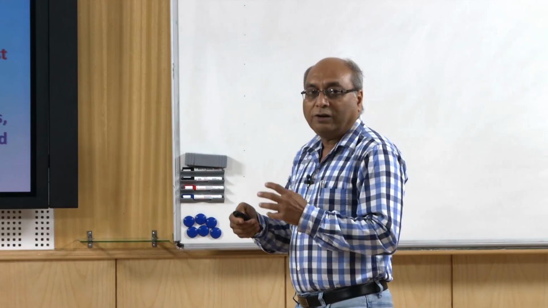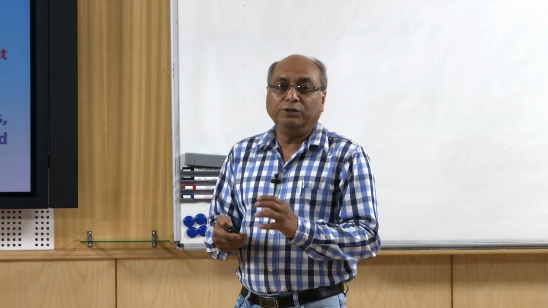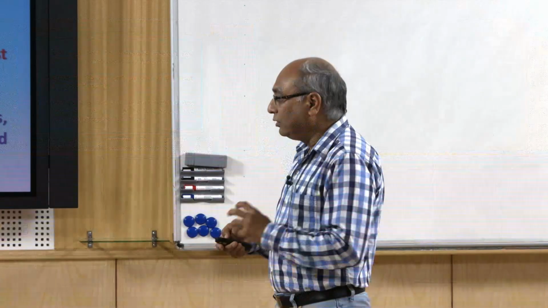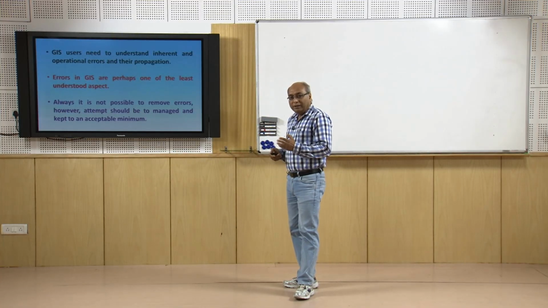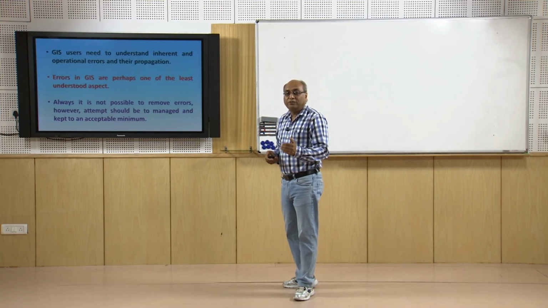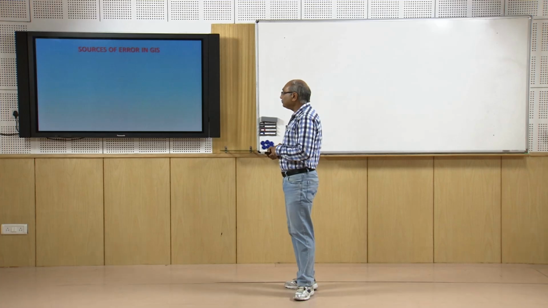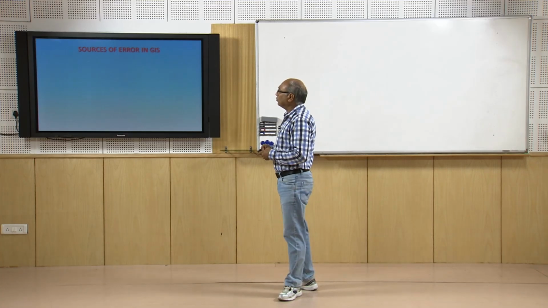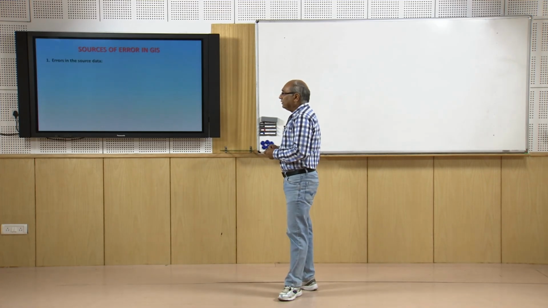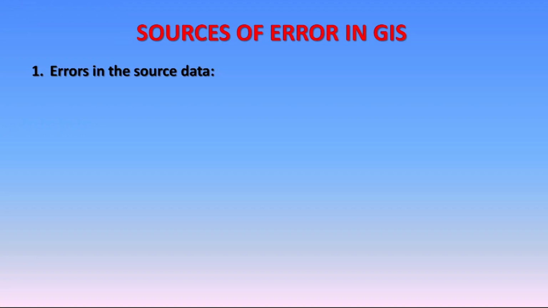But the knowledge about inherent errors and operational errors must be there with the GIS experts, so that you can explain to the people that this much confidence you are having in your analysis. Let us look at what the sources of errors in GIS are. The first one is the errors in the source data.